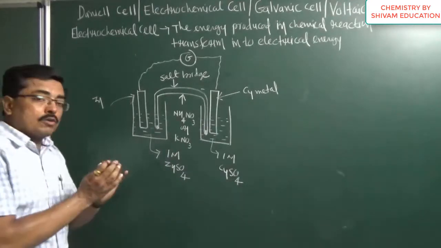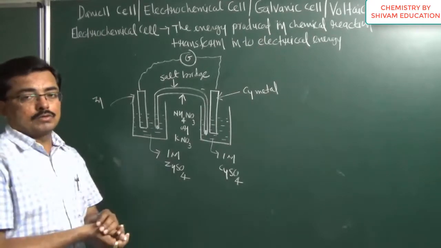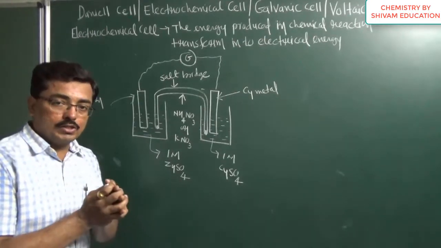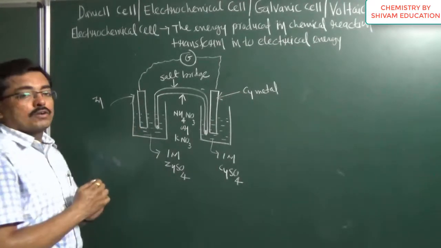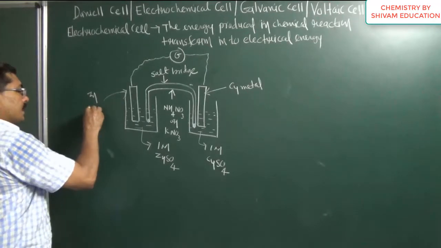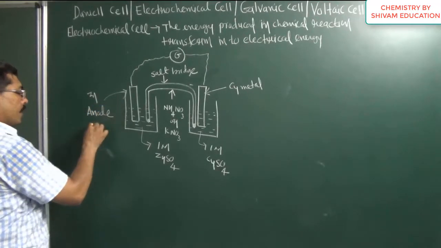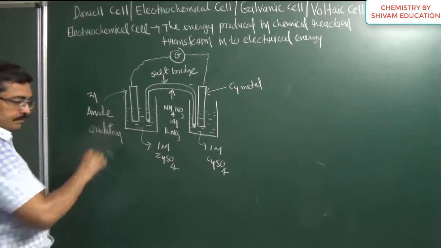Now, the electrode whose reduction potential is more will act as a cathode, and the electrode whose reduction potential is less will act as an anode. So out of this, zinc electrode will act as an anode. So now zinc electrode is working as an anode. So on anode, oxidation reaction will take place or occur.